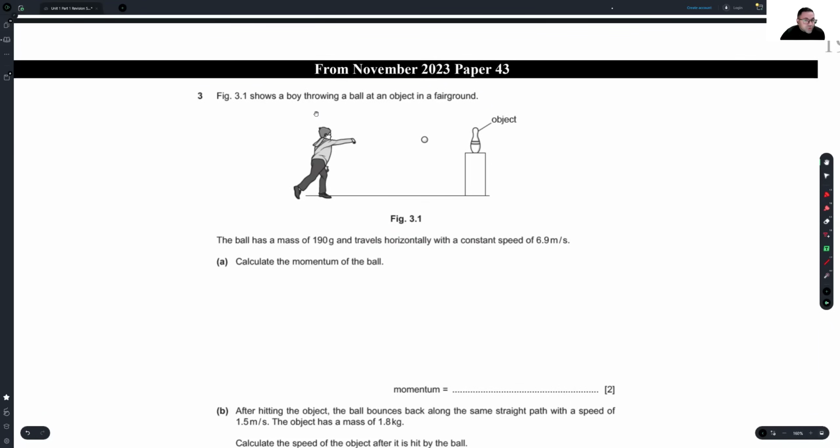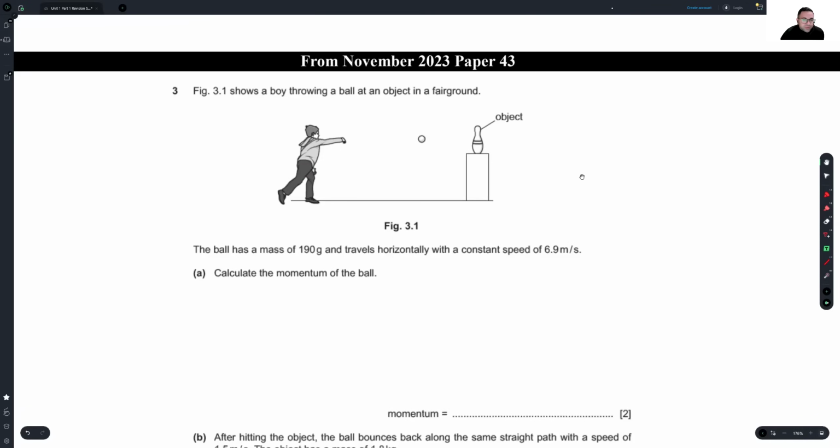Figure 3.1 shows a boy throwing a ball at an object in a fairground. These things are always rigged, by the way. Like they have screws in here that keep them fixed, so you never win. With a little bit of a spring, so it goes back and forth and makes you think you're winning.